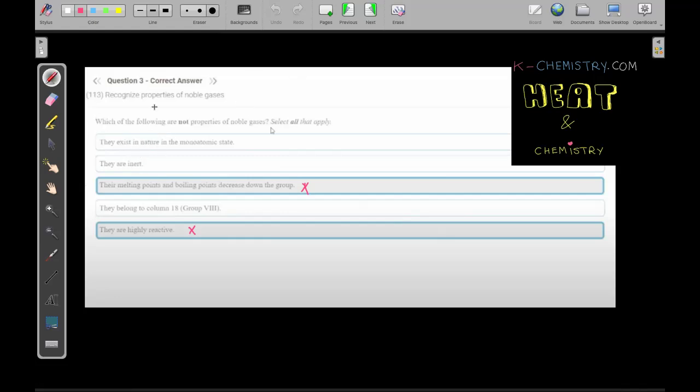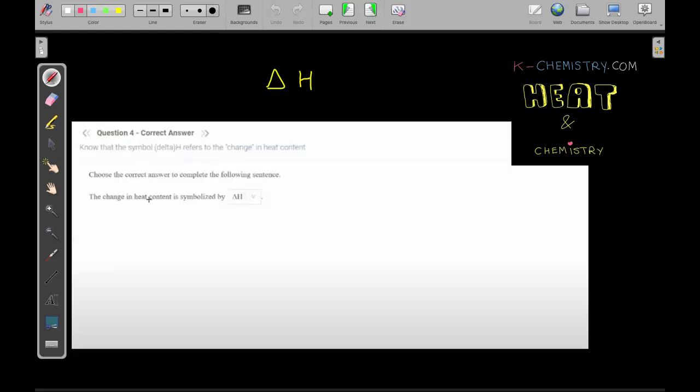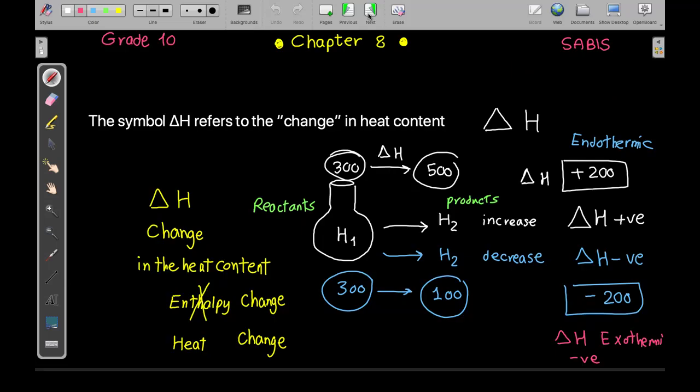Okay, this is an old question. Question number 4: change in heat content is symbolized by delta H. So any reaction in which there is a change in heat content. In this flask, you are focusing on how much heat content there is, H1 at the beginning, when there are reactants before the reaction, and then H2 after the products are formed.